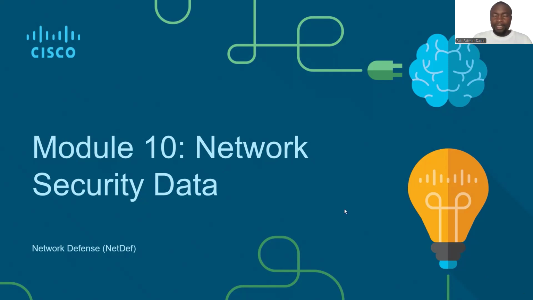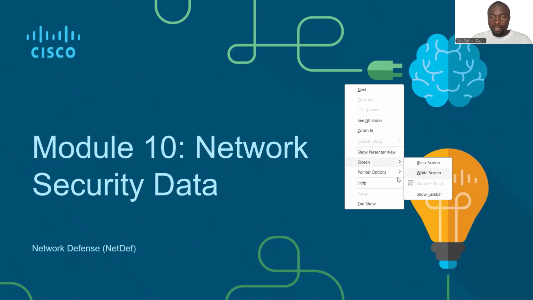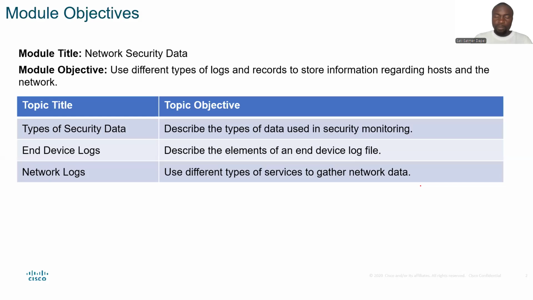Network security data. In this particular topic, we're going to be focusing on the types of security data and describing the types of data used in security monitoring. We're also going to look at end device logs. That is your servers, your desktops, your operating systems, your IP cameras, all these end devices. We're going to be looking at their logs, and describe the elements of that end device log.